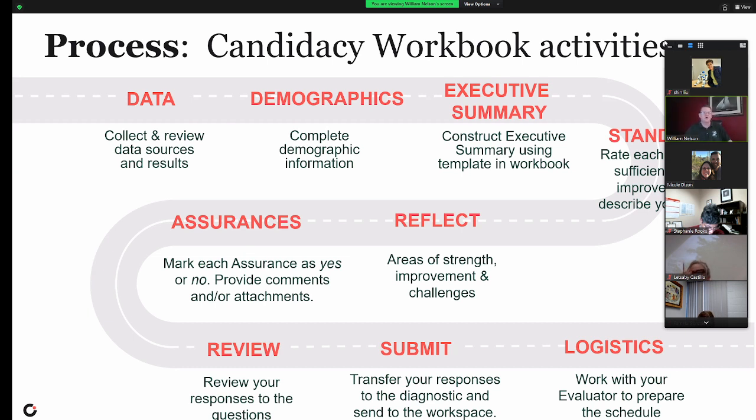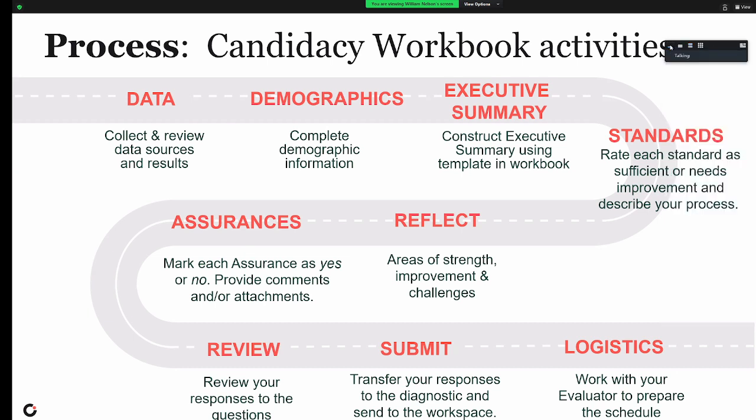And then you're going to complete the assurances, which we talked about at the top, but we're going to show you exactly what that looks like. You're going to review your responses and then transmit all of that information to the workspace through the diagnostic platform. And we're going to demo that for you today. But a real important step is communicating with that evaluator. What's going to be going on? When are you showing up? How are you showing up? What are we going to do while you're here? That schedule is created collaboratively.